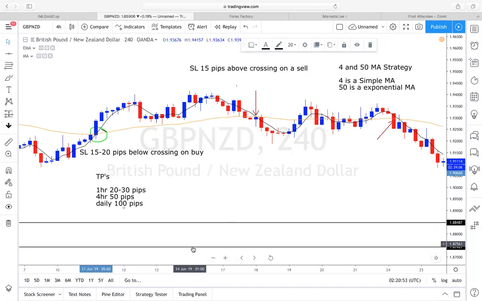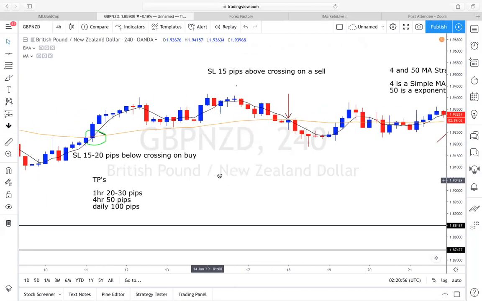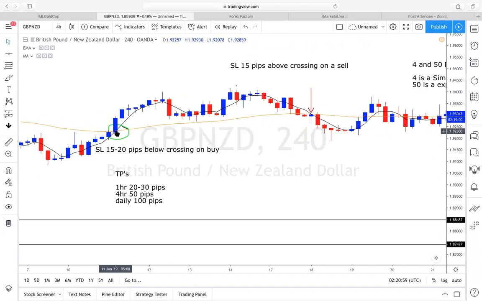All right, so now let's count some pips. The 4 and the 50 cross here on the bottom. How many pips are we looking for? 50. Let's go to the highest point. How many did it go? We want 50. 175. Did it hit your take profit? Yes or no? Yes. All right, cool.